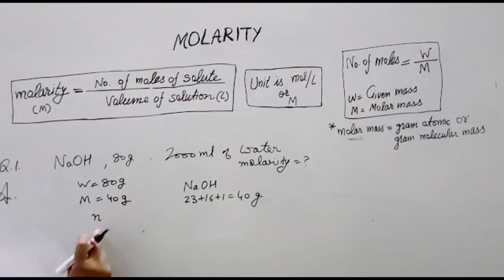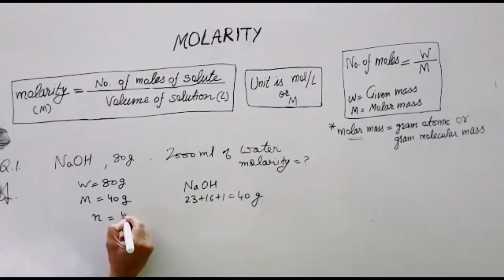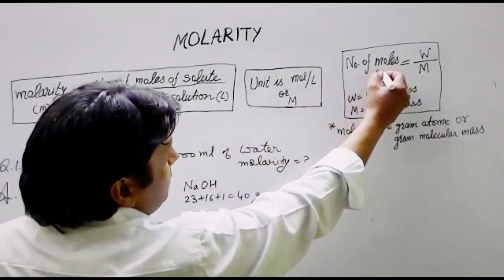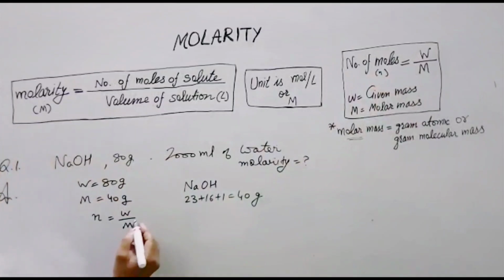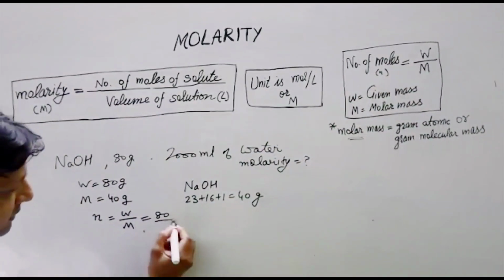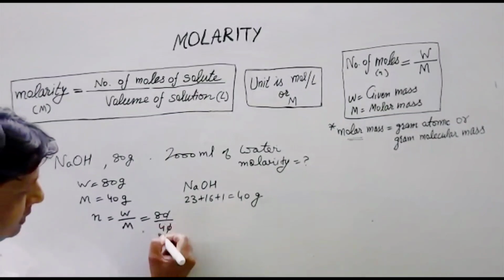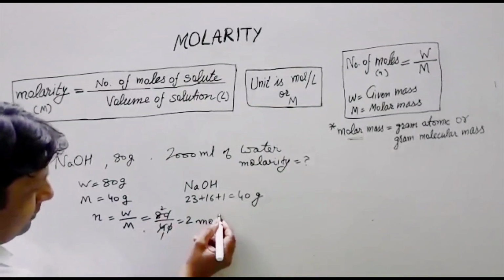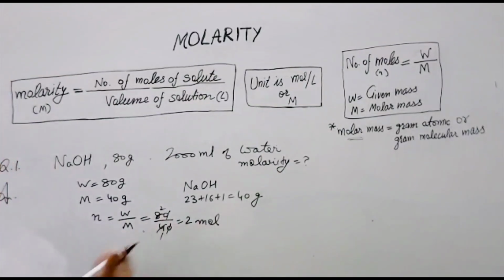Number of moles is represented by small n. This is equal to W by M. Number of moles will be given mass 80 divided by molar mass 40, 2 mole. Number of moles are 2 moles.